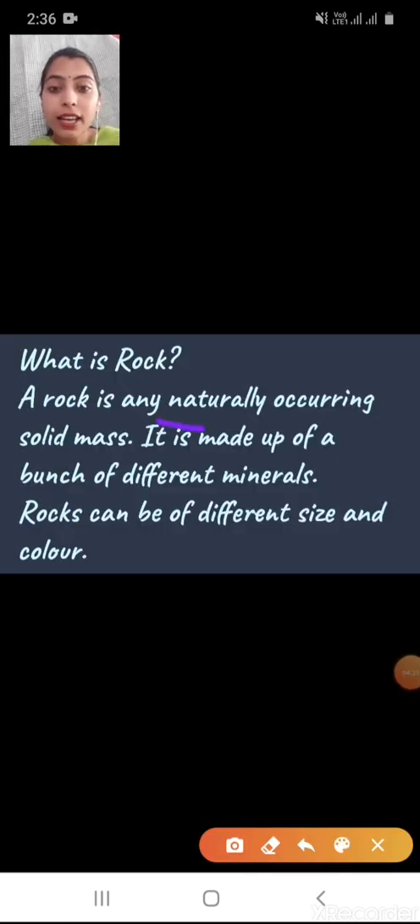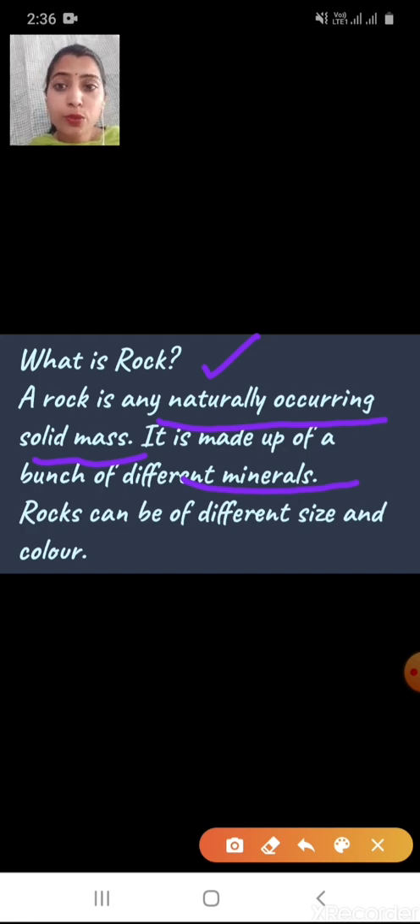A rock is a naturally occurring solid mass. You have seen a rock, it is very solid, yes? And it occurs naturally. These rocks are not man-made. It is made up of a bunch of different minerals. Rocks can be of different sizes and different colors. You all have seen that. Rocks are of different shapes, different sizes, and sometimes even the colors of the rocks differ from each other.